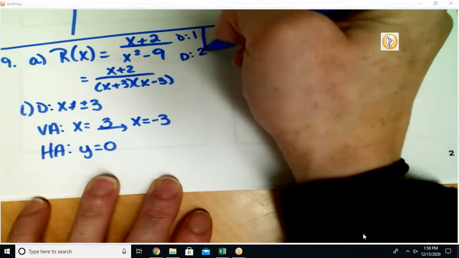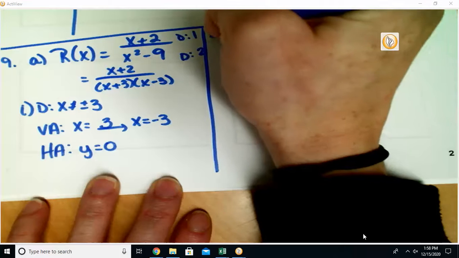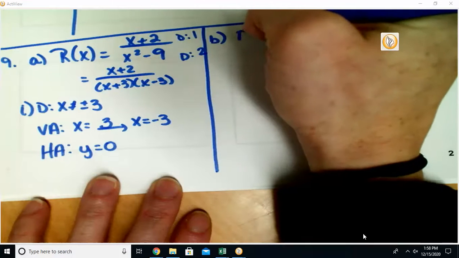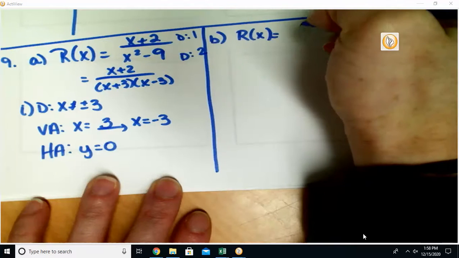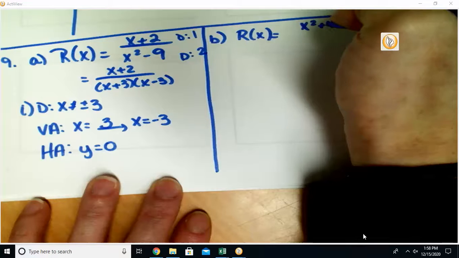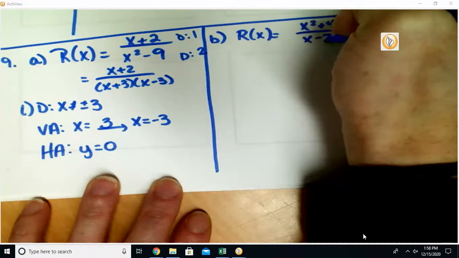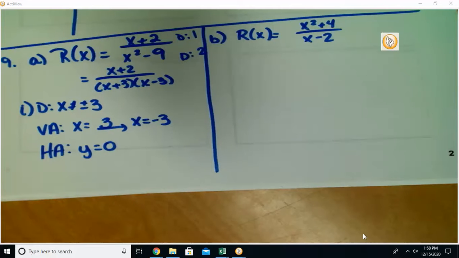Okay. Let's look at B. Wait, when is it y equals 0? If the top is smaller. And then if the top is one larger, then what is it? Oblique. And you have to do long division. So it's only oblique if the top is larger by 1. And if it's the same, you just divide the leading coefficients. What if it's larger by like 5? Then you say there's no horizontal or oblique. Okay.